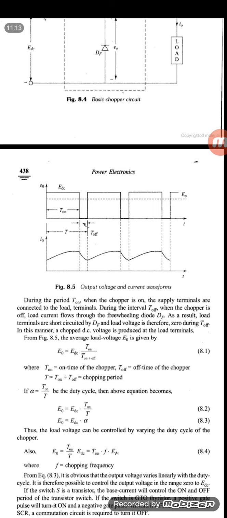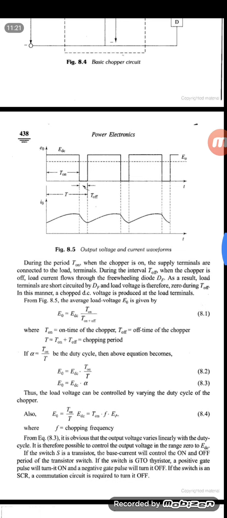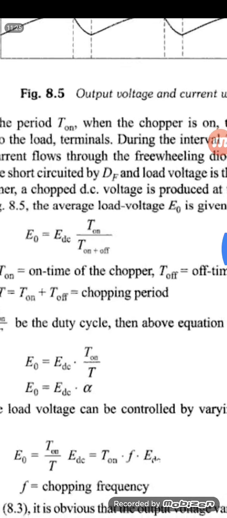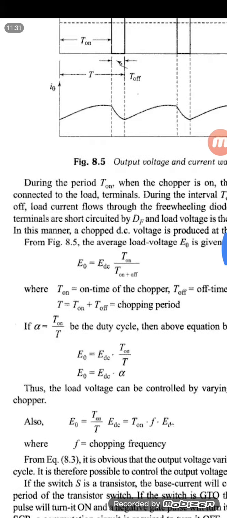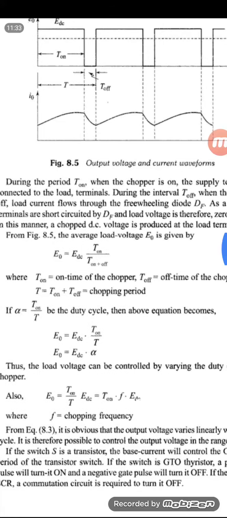Here we can observe the duty ratio. What is meant by duty ratio? And what is meant by chopping frequency? Output voltage is equal to EDC times T on by T on plus T off. T on is the on time and T off is the off time. The total time period of the chopping period is equal to T on plus T off.